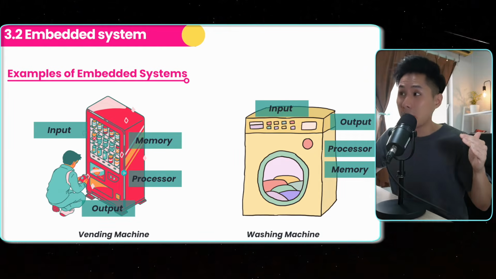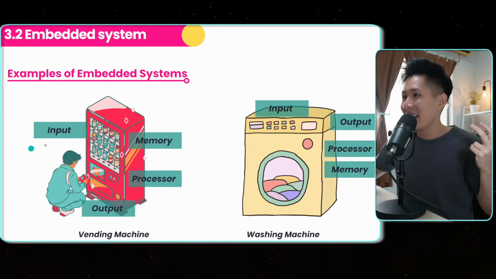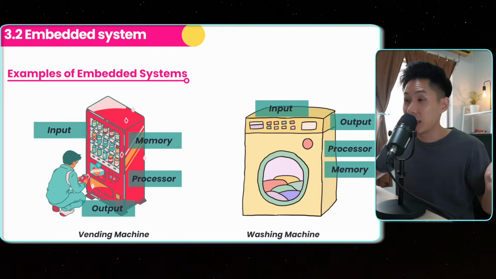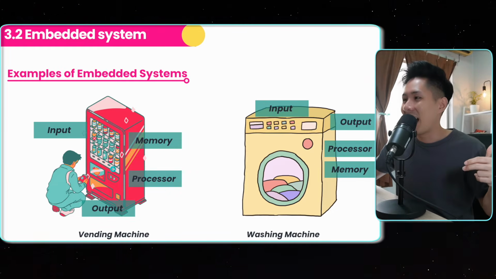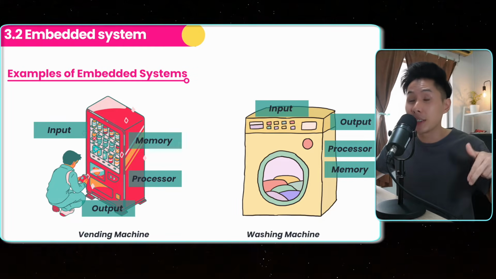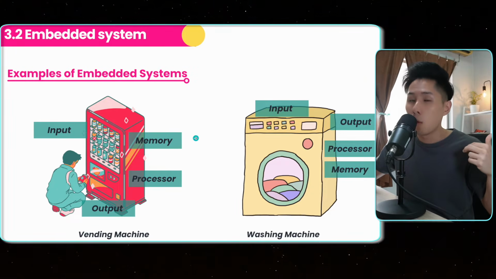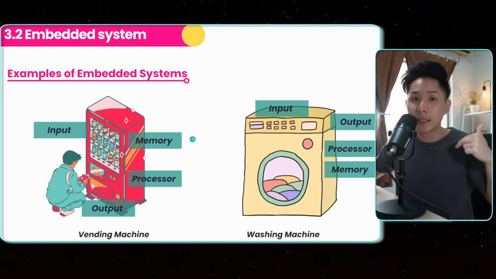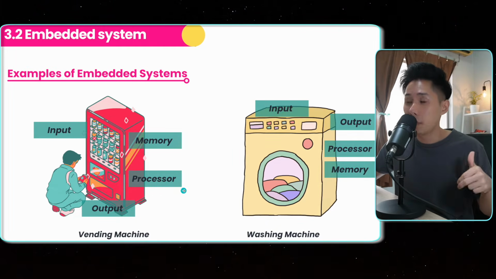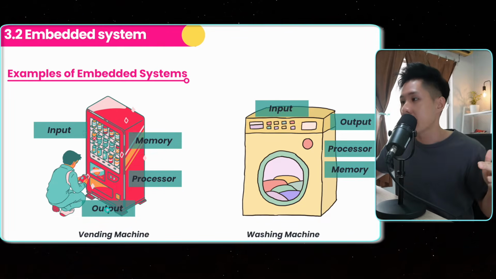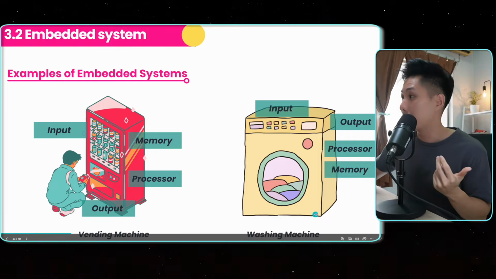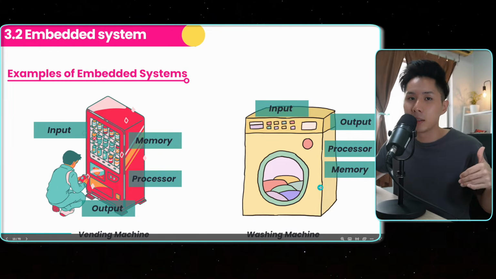Some examples of embedded systems to help you grasp it: a vending machine. For your information, a vending machine also takes in input, like what you are going to choose for your product to be purchased. That's when it receives your input. Memory will likely be the drive that stores the price for each product. A processor can calculate how much you should pay and how much change to return. And output will be an actuator pushing the product out to you. Another example would be a washing machine. The concept is very similar.